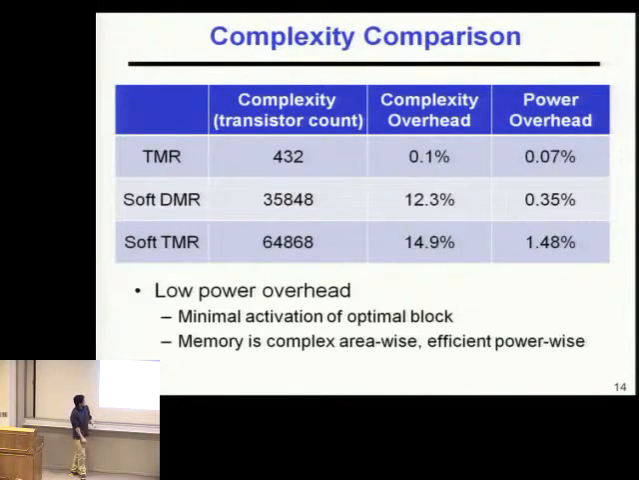However, the power overhead is very small due to the fact that, as I mentioned, the soft voter is activated only when the inputs are different. And also, most of the complexity is due to memory to store the error statistics. However, the memory is very efficient power-wise, so the power overhead is not that big.